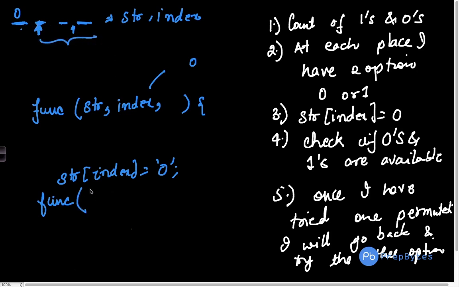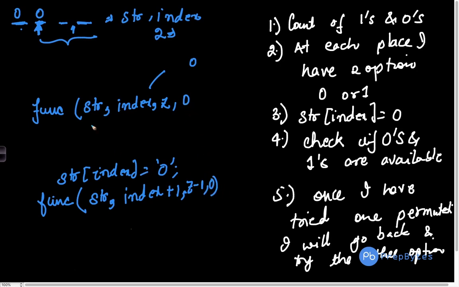So I call the function again with str, and I increment my index, making it index plus 1. We'll see if we need any other parameter as of now. Now 0 is added here. Let's say the number of zeros we had was only 2. So we need two parameters: the number of zeros, let's call it z, and the number of ones, let's call it o. As soon as I put 0 here, I'll reduce the number of zeros, making it z minus 1, and o remains as it is.